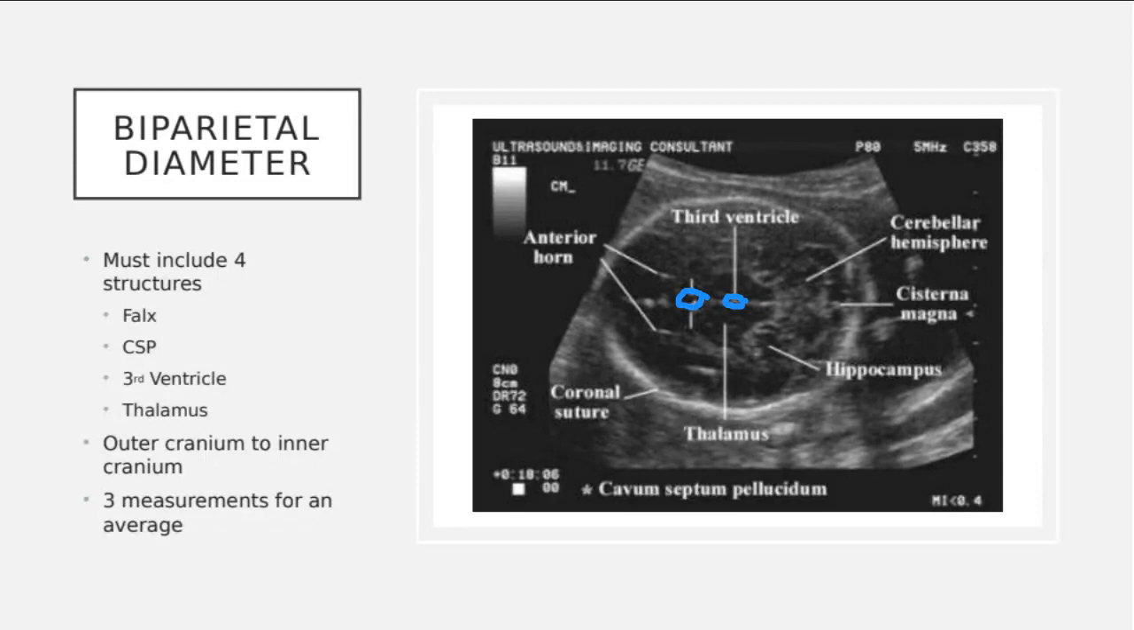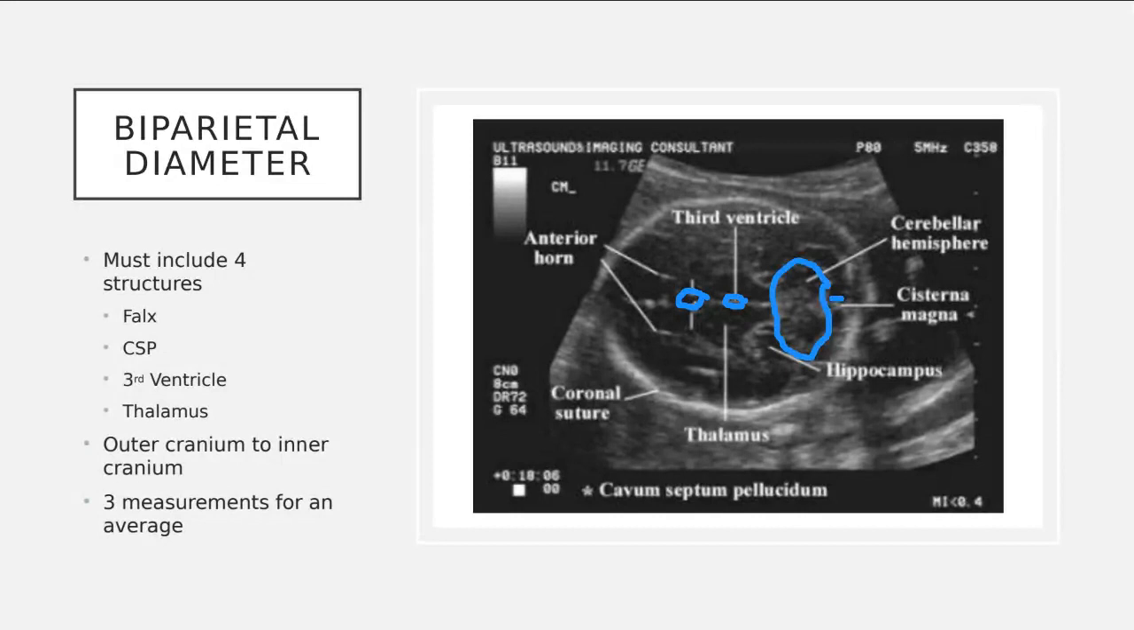Now, the problem with this picture is that we have our entire posterior fossa in this view. So we have our cerebellum right here and our cisterna magna right here. We can't use that for a picture. Okay, so I'll show you a picture towards the end of the level that we should be at. But this is a nice example just showing you what the thalamus, third ventricle, CSP and falx should look like.